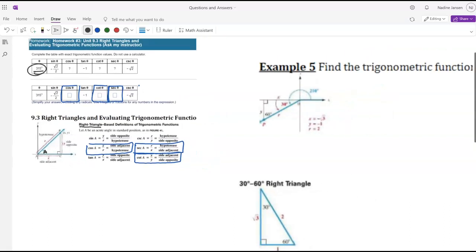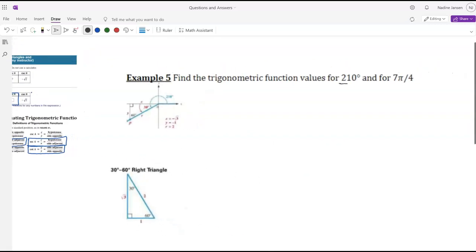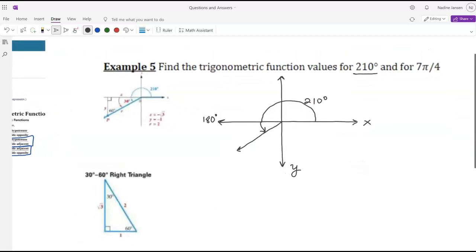Now let's look at an example where we use a triangle to figure out what the values of some trig functions are. So in example 5, it's not very clear here, but we're finding the values of the trig functions for 210 degrees. I'm going to redraw this just so you can see the picture clearly. If I'm going to sketch the angle 210 degrees in standard position, I start off at 0. There's 180 degrees right there, so I need to go 30 degrees more to land at 210 degrees. So I have the 210 degree angle drawn.